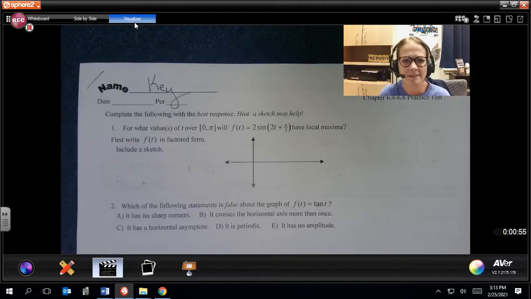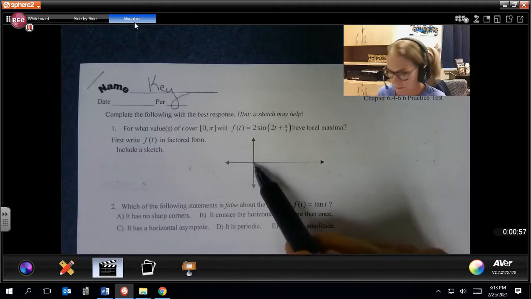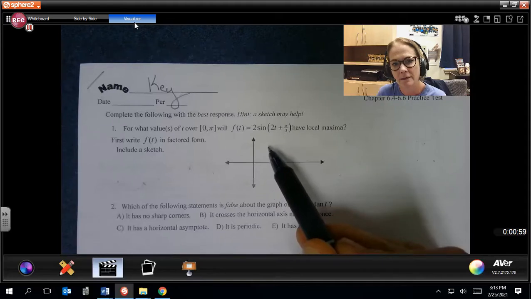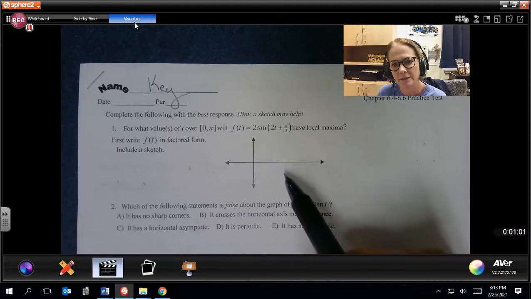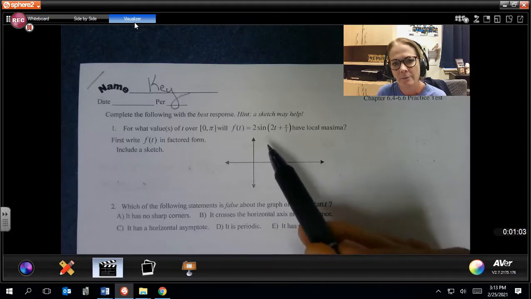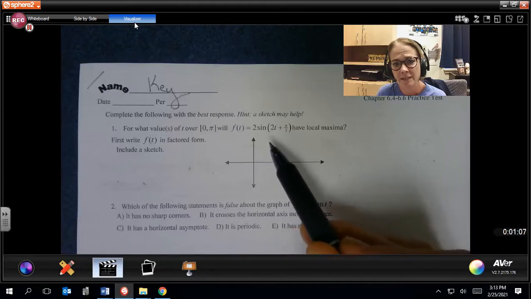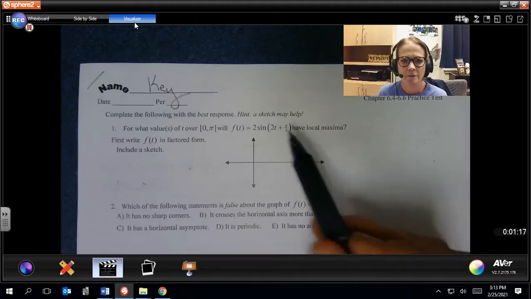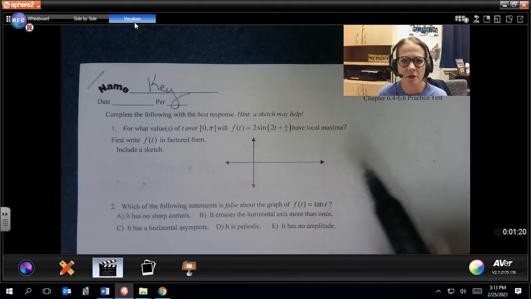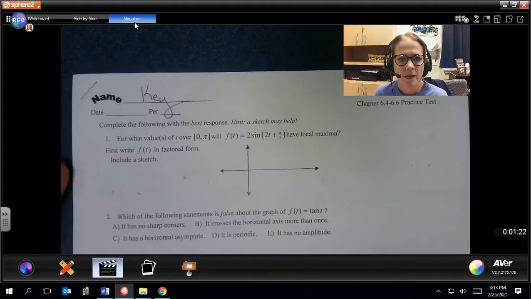I'm going to think about sine, and sine is going to start at the midline. It increases, and then it decreases, and then it increases. So a maximum is going to occur right here when it goes from increasing to decreasing. That's for the parent function of sine. For sine, that's going to be at the quarter period point. So I'm going to be looking for that quarter period first, and then I'm just going to make sure, due to the transformations, that it doesn't occur again.